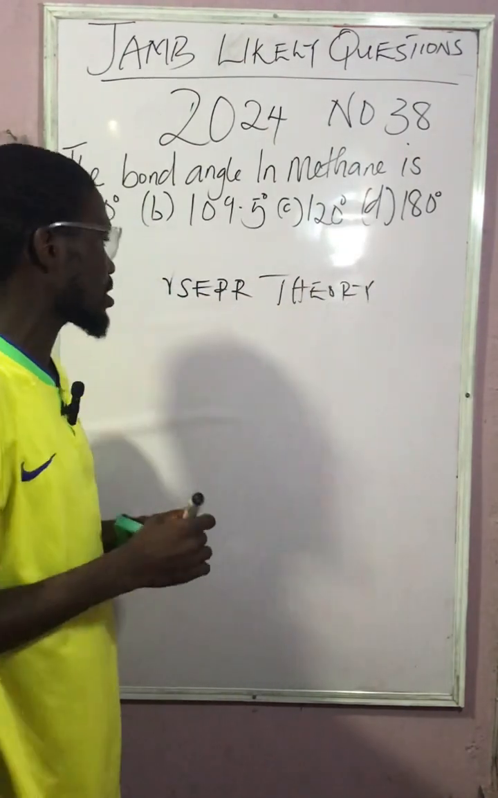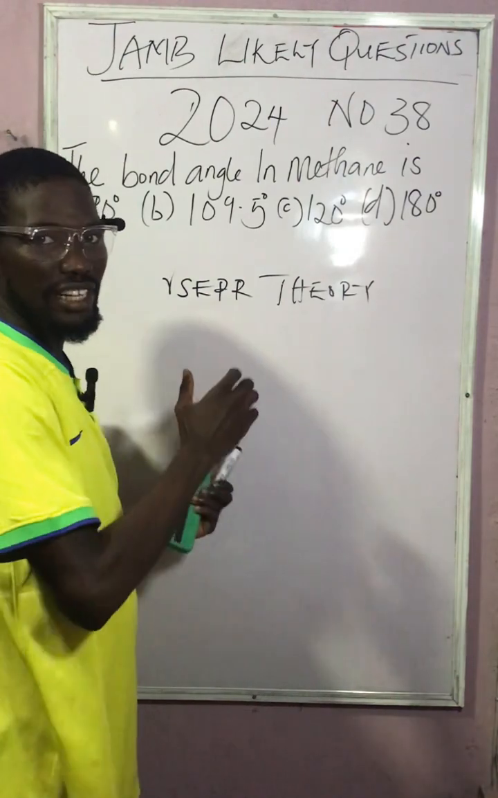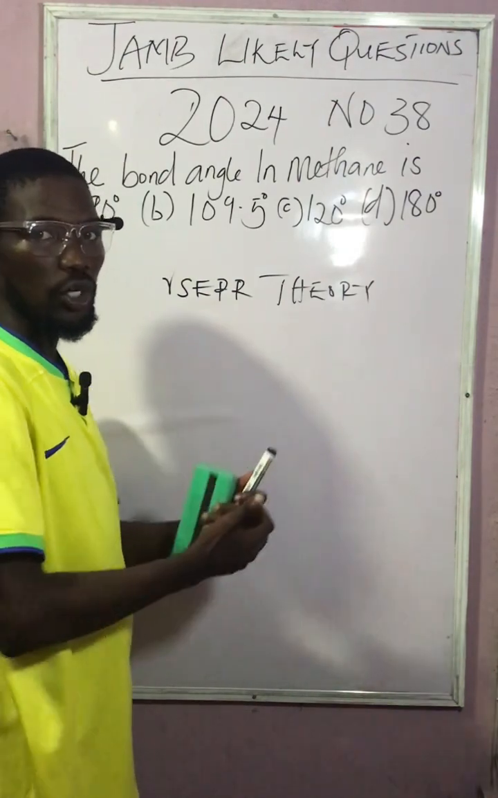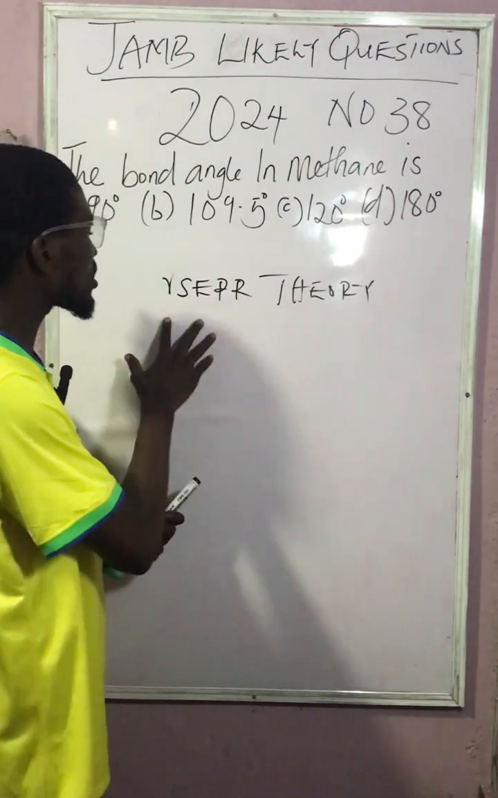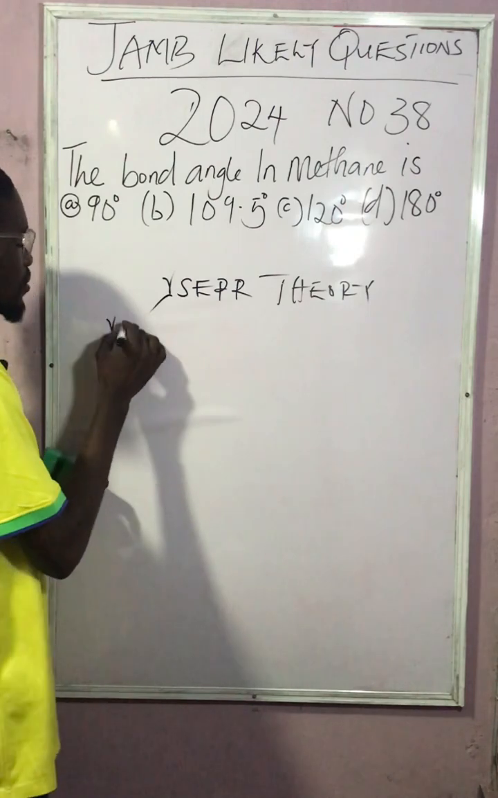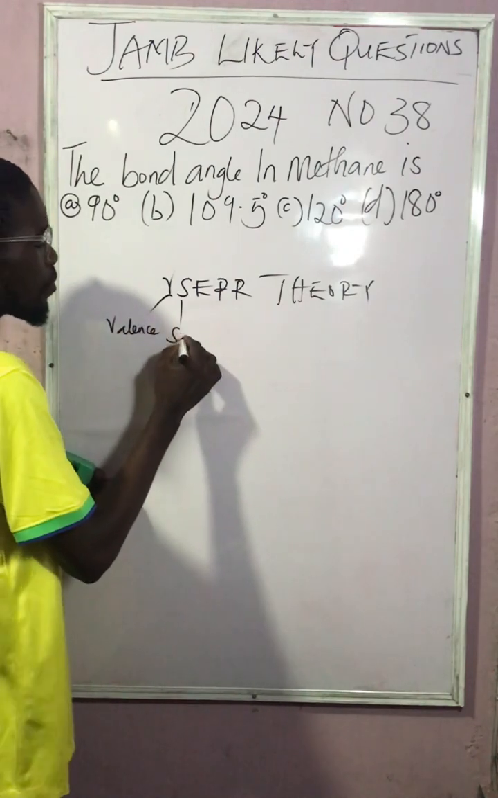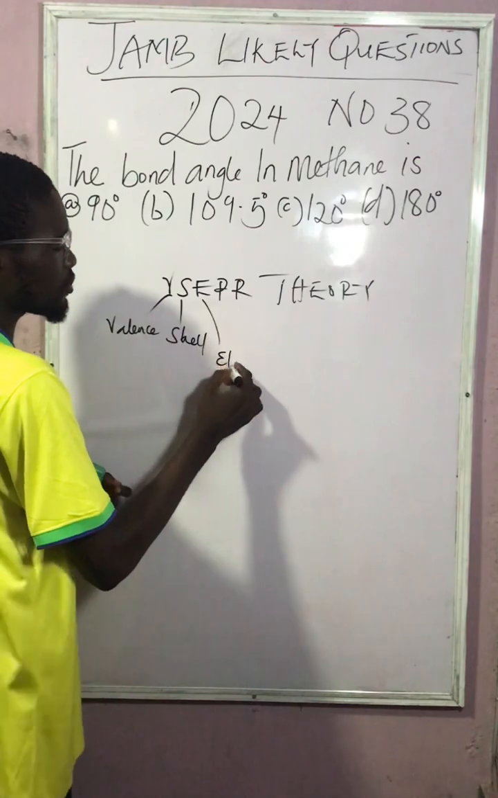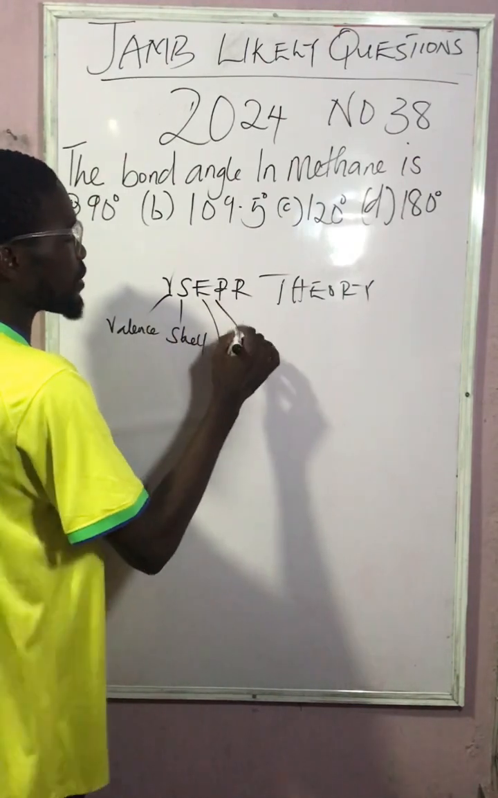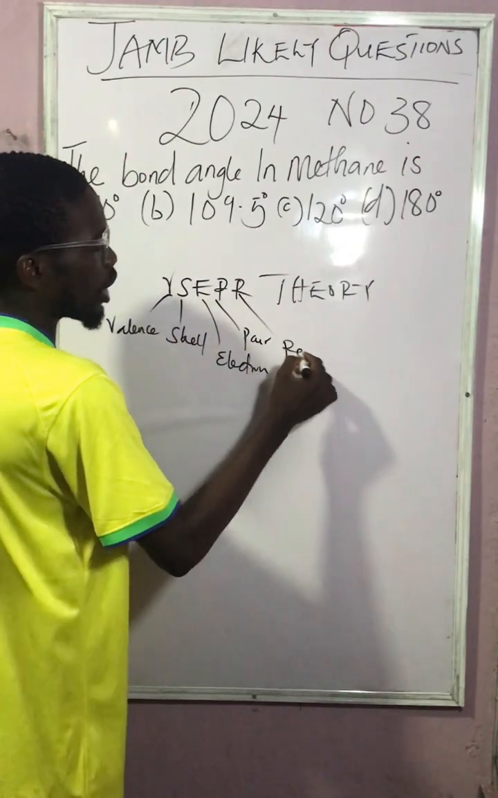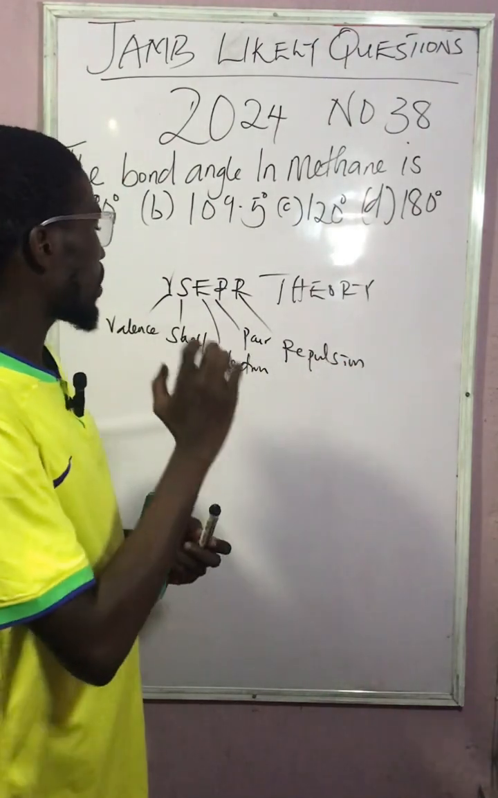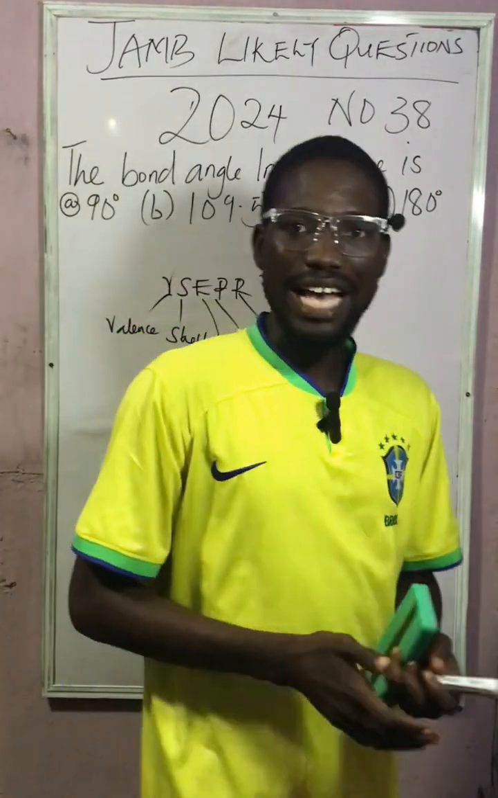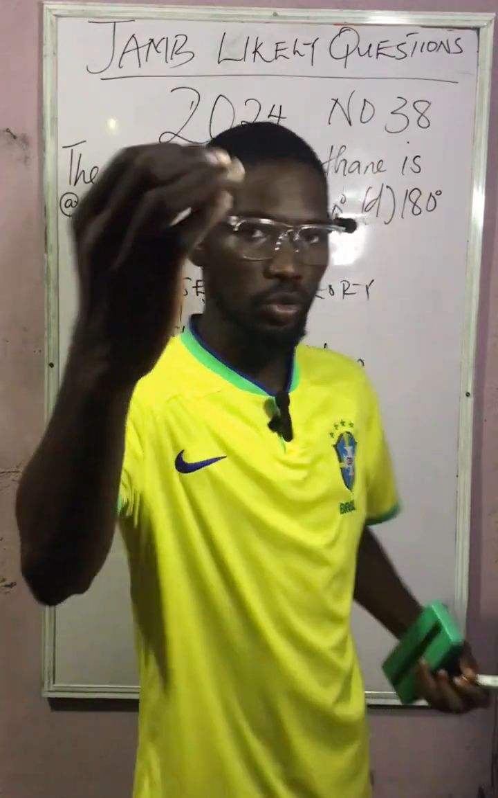VSEPR theory states that it can easily predict the shapes of molecules and polyatomic molecules or ions. So guys, what does this mean? We have valence shell electron pair repulsion. The P means pair, and here we have repulsion. So valence shell electron pair repulsion highlights how to predict the shapes of any molecules given to us. Exactly. So quickly come back to this now.